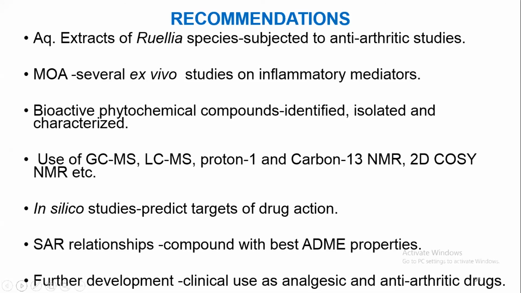Then the moment we get these compounds, we call them lead compounds. We can do in silico studies, the same as network pharmacology, where we have computer prediction of these compounds sitting on which targets. Once we know, we get the targets for analgesia, targets for inflammation, targets for arthritis. Then we find which are the targets that these lead compounds from this Ruellia species sit on. Then once we know, we do optimization.